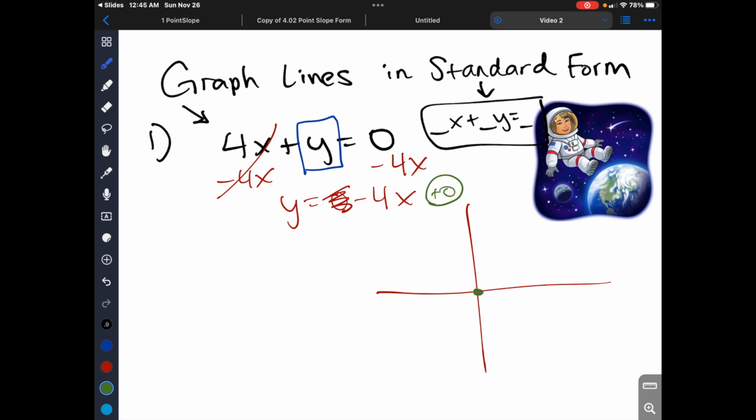So 0 is right here. And then this is negative 4, so I go down 4. 1, 2, 3, 4. This is the same thing as negative 4 over 1, right? So I go down 4 because it says negative 4, and then I go right 1. Right here, I go right 1. Then I draw a point and I just connect the lines. And that's how you do it.